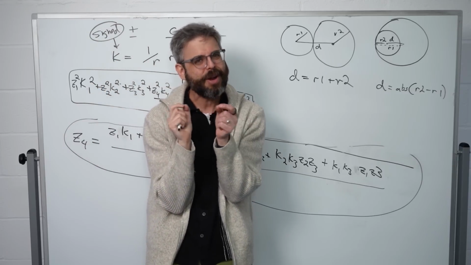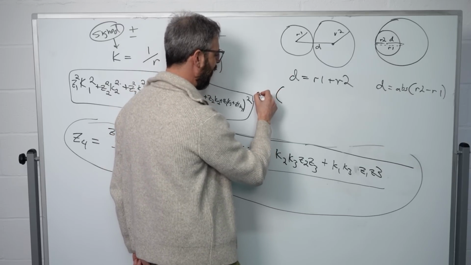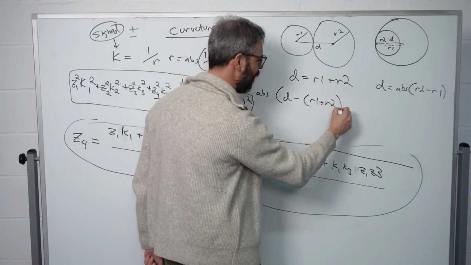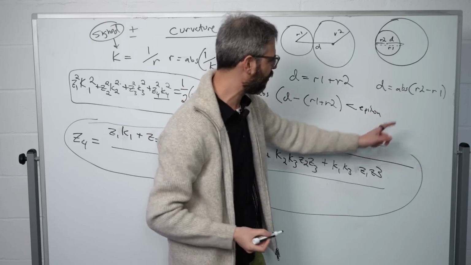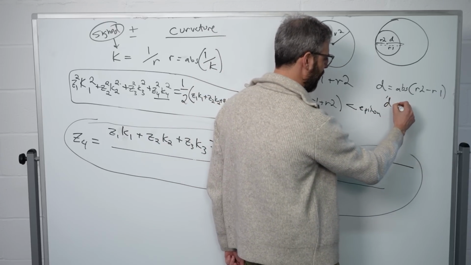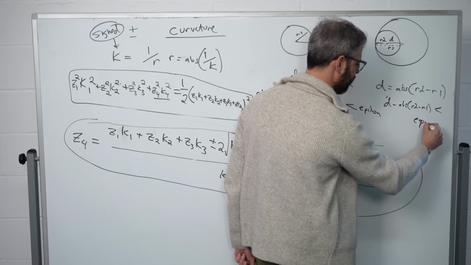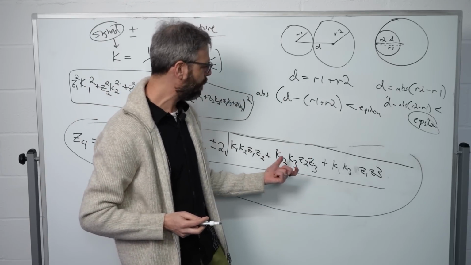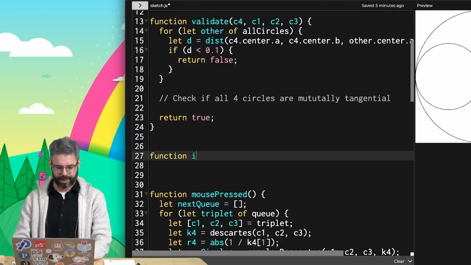Now, it's going to be very hard, again, with the sort of precision of floating point numbers in JavaScript. Basically, I want to look at the absolute value of the difference between D minus R1 plus R2 and make sure that's less than some epsilon value. And the same thing for this, I basically would say D minus the absolute value of R2 minus R1 and make sure that's less than some epsilon value. So if either of these is true, then the circles are tangent. So let's write a function, is tangent C1 and C2.